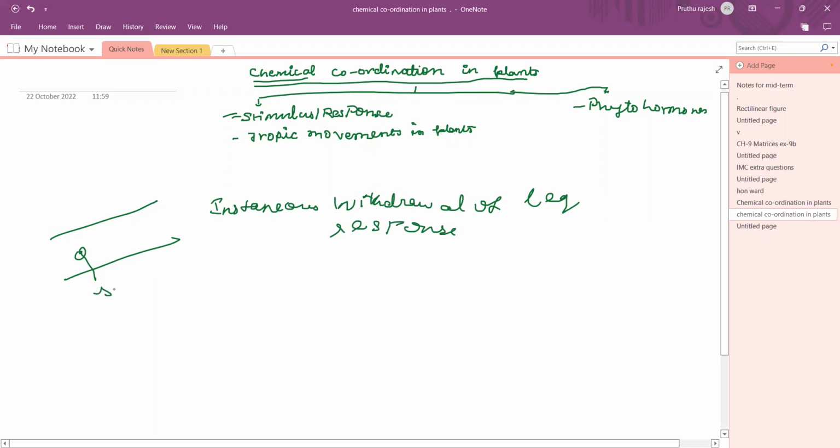this pin here is called the stimulus, and the instant withdrawal of your leg is called the response.